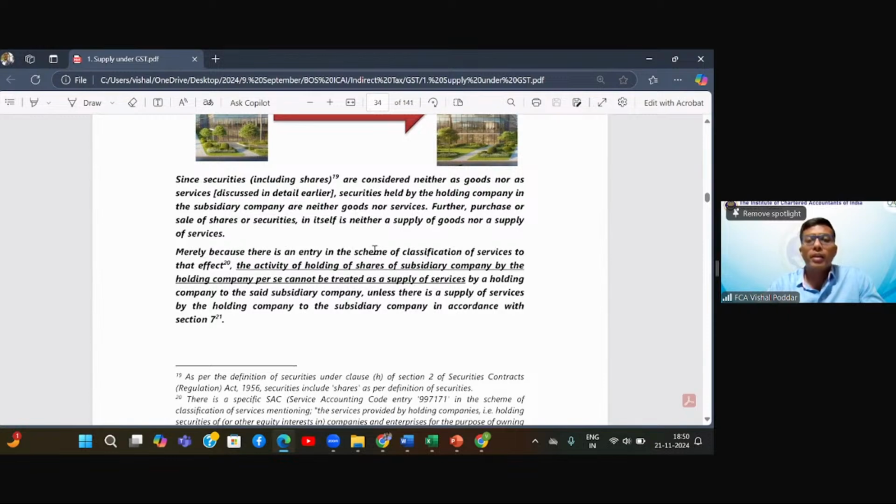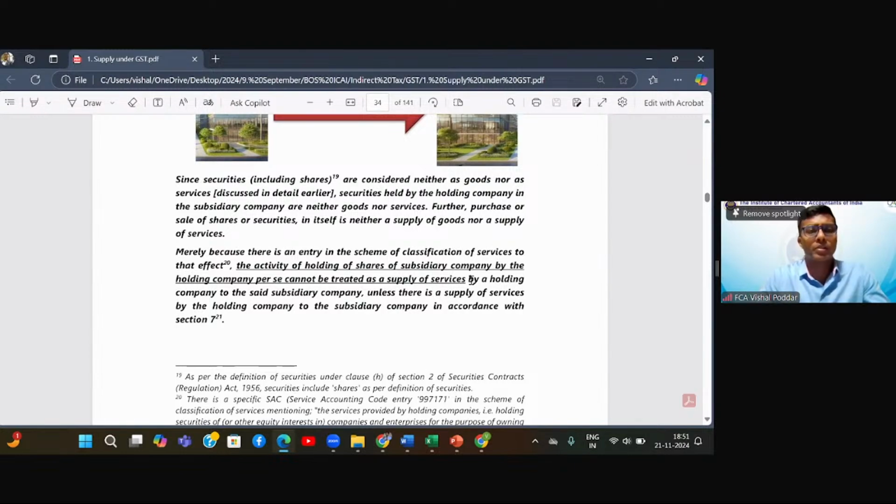Merely because there is an entry in the scheme of classification of service to the effect. What is this entry? Now, this is what has created confusion. When you read the classification schedule of services, which is borrowed from the service tax era, which is copy pasted from there, there is one entry. What is the entry? Activity of holding of shares of subsidiary company by holding company per se cannot be supply of services. So there is an entry in the classification of service schedule.